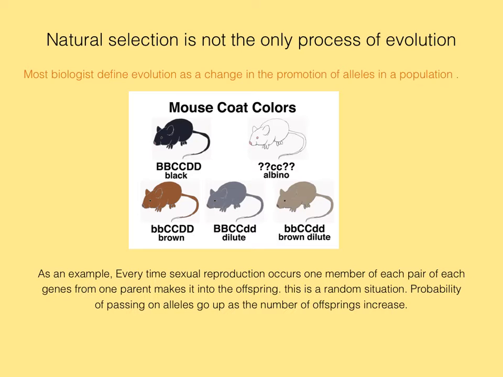So when we talk about evolution, natural selection always comes up because it is a very important part of evolution, but it is not the only vital part. So as most biologists define, evolution is also the change in the proportion of the alleles in a population. As an example, every time sexual reproduction happens, both parents contribute alleles to the offspring. And this is a very random situation. So the probability of passing on alleles goes up as the number of offspring increases.